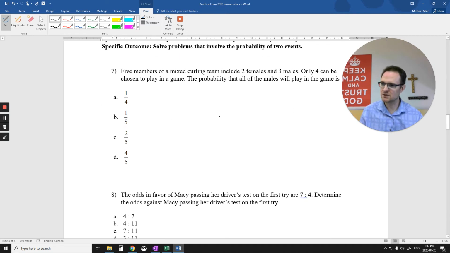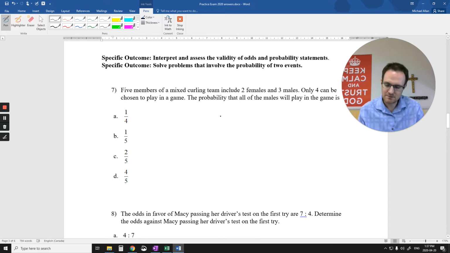Okay, so now we're getting into the actual probability parts here. This is what's more or less going to be on the test. So 5 members of a mixed curling team include 2 females and 4 males. 4 can only be chosen to play at a time, which makes sense. All males will be on the teams.